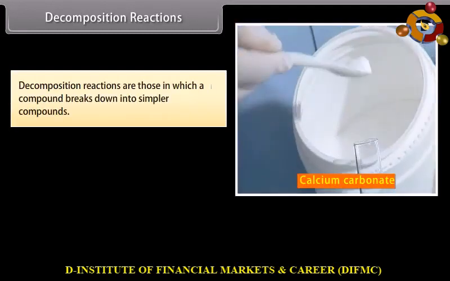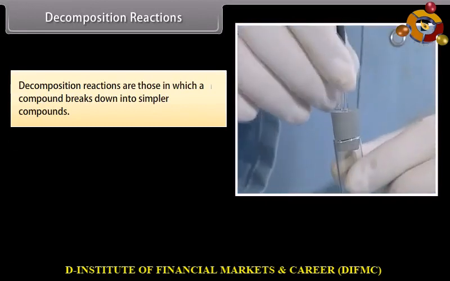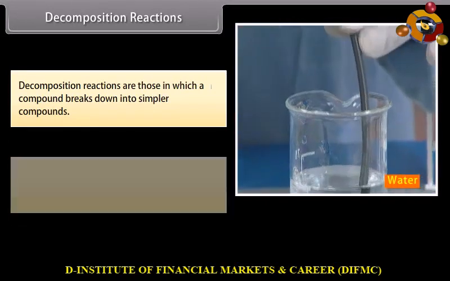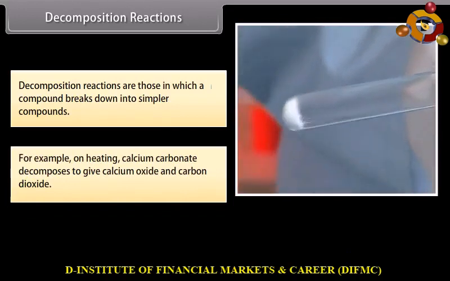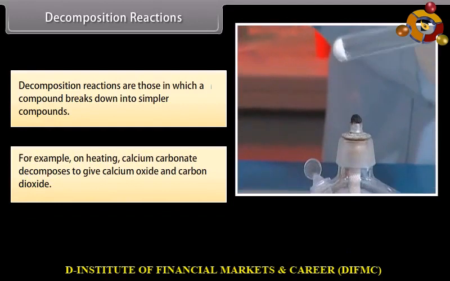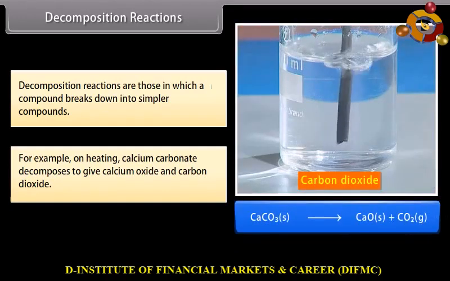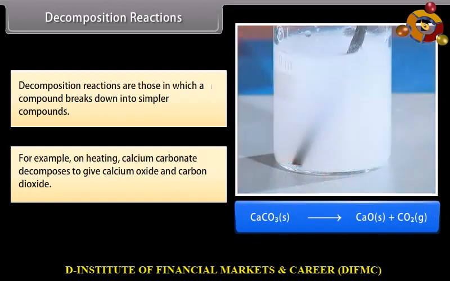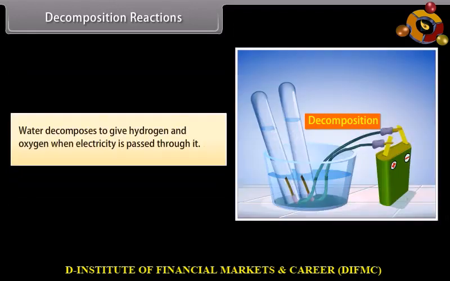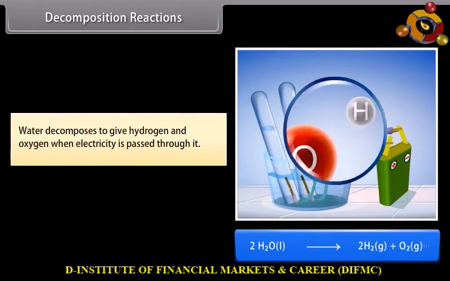Decomposition reactions. Decomposition reactions are those in which a compound breaks down into simpler compounds. For example, on heating, calcium carbonate decomposes to give calcium oxide and carbon dioxide. CaCO3 gives CaO + CO2. Water decomposes to give hydrogen and oxygen when electricity is passed through it.